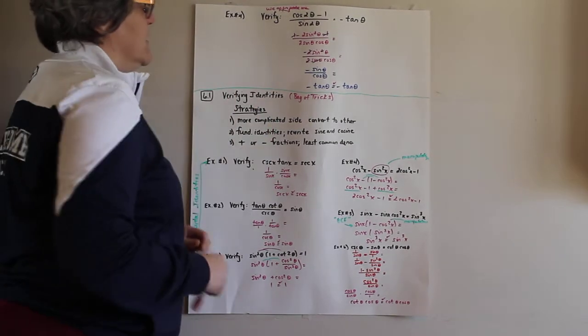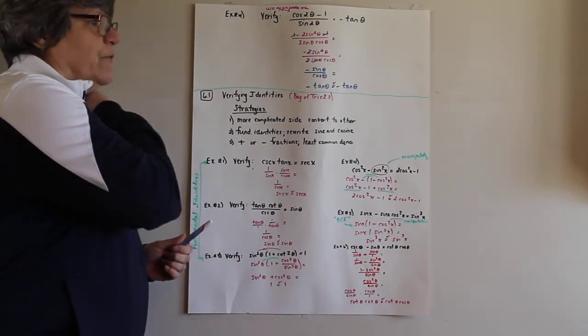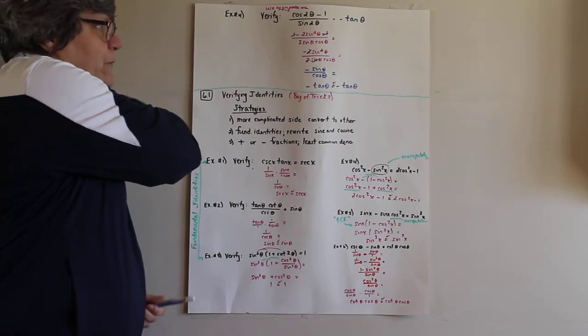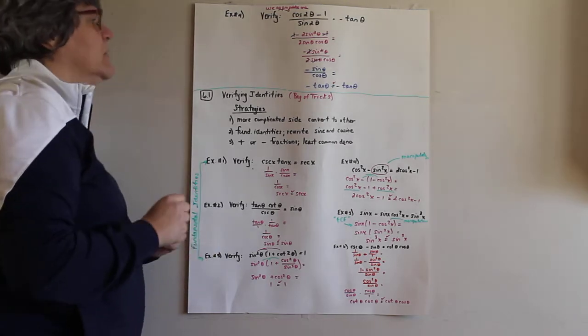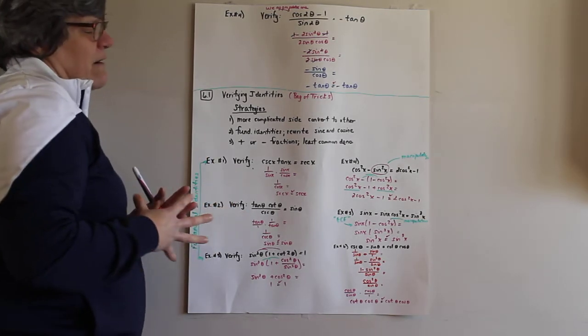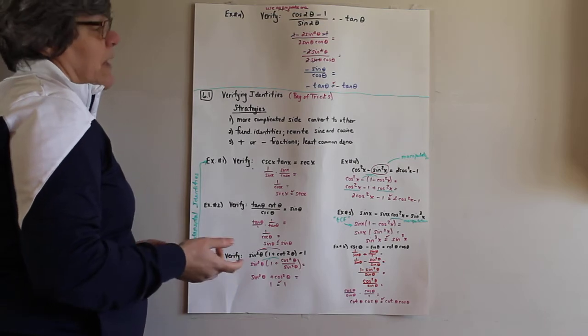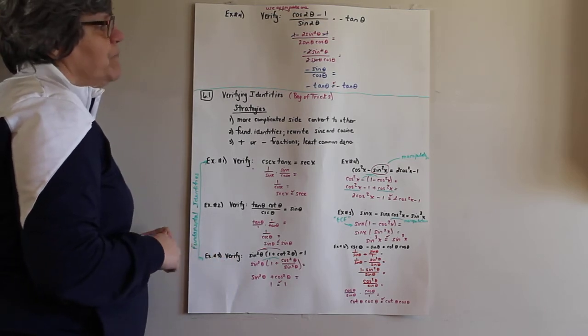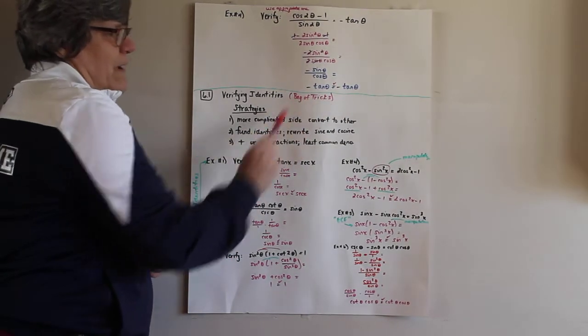6.1, verifying identities. Verifying identities is proof. Now we've seen some examples of it when we were doing the double angles and the sum difference angles, but these are, I think, probably one of the hardest things we're going to have to do for the remainder of the semester. We're going to be relying heavily on the bag of tricks.